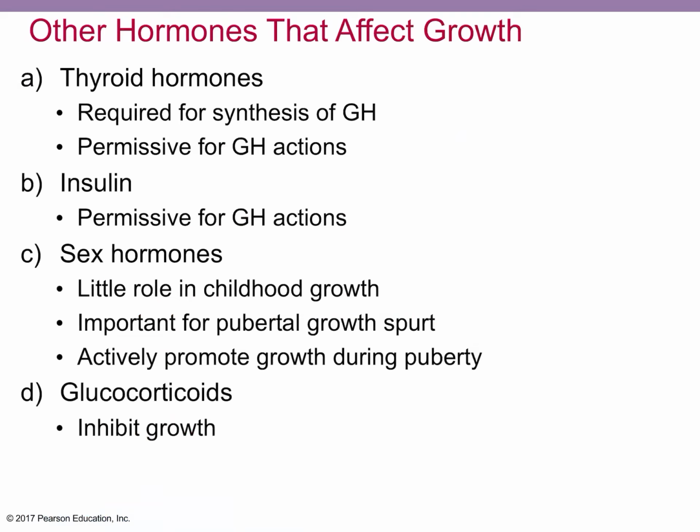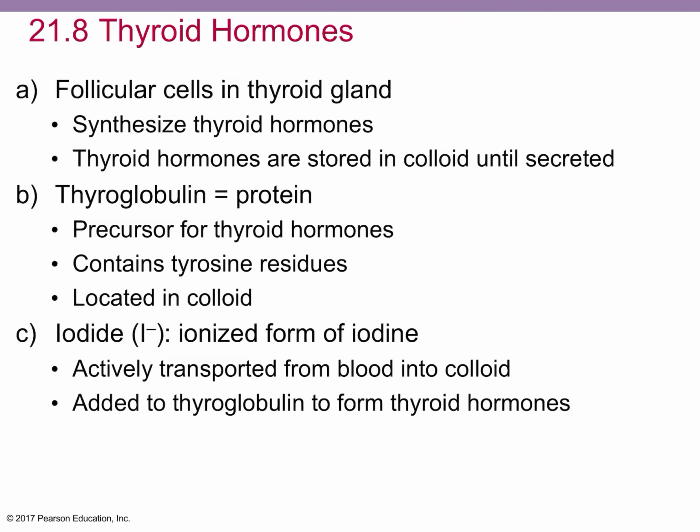Okay, so these are the other hormones that affect growth. Thyroid hormones are permissive for growth hormone. Insulin is also permissive for growth hormone. Sex hormones are important for the puberty growth spurt, and they promote puberty, but then they also can trigger the stop of growing. And then glucocorticoids can also affect growth, but they inhibit growth. So glucocorticoids, we're going to talk about this in just a second, but these are stress hormones. And so stress, like increased levels of cortisol, can actually cause stunted growth.